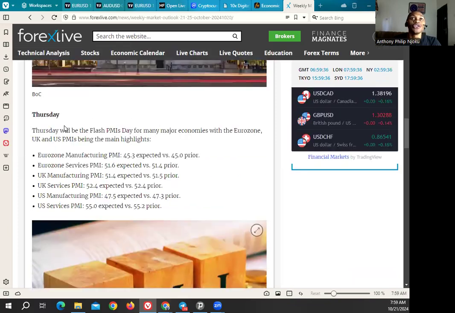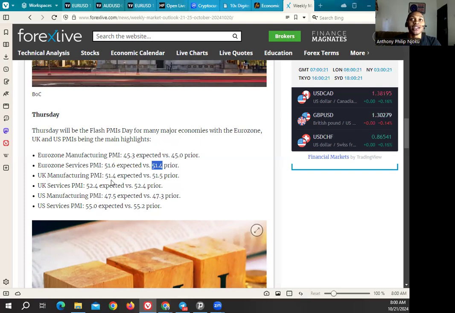Good. So then on Thursday, we have the flash PMI day for many major economies, with the Eurozone, UK, and US PMIs being the main highlights. The Eurozone manufacturing PMI is 45.3 expected versus 45.0, which is good. Why it is good is because analysts are expecting 45.3, but the previous figure was 45, which is high, which is good for Euro. Then on the service PMI, we have 41.6, which is higher than 41.4.